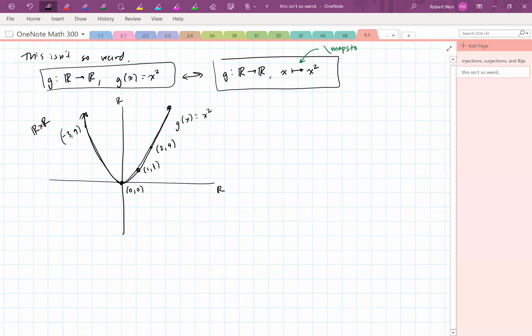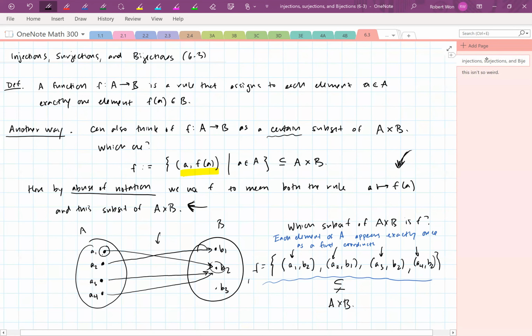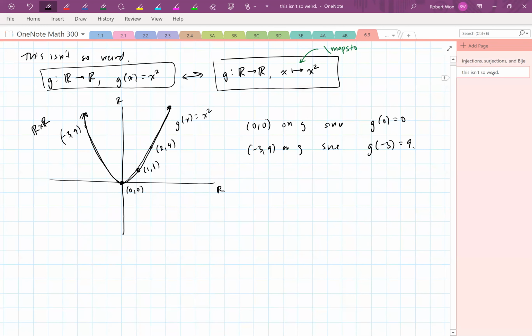Why are they on your graph? 0, 0 is on your graph since g of 0 equals 0, right? -3, 9 is on g since g of -3 equals 9. So this subset of the Cartesian product definition of a function is exactly what you're drawing when you draw the graph of a function. You're drawing the subset of R cross R that contains all the points x comma g of x. So whenever you draw a graph, it's like picturing the function as a subset of the Cartesian product of the domain cross the codomain.